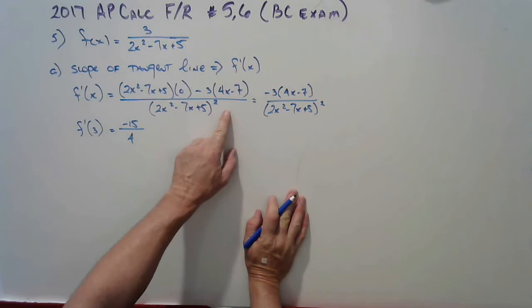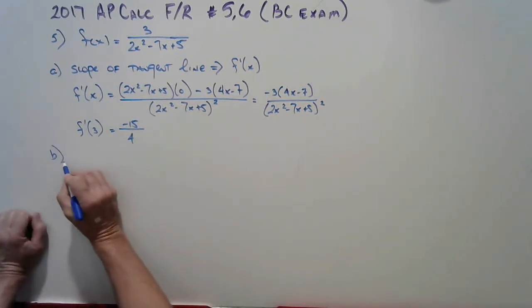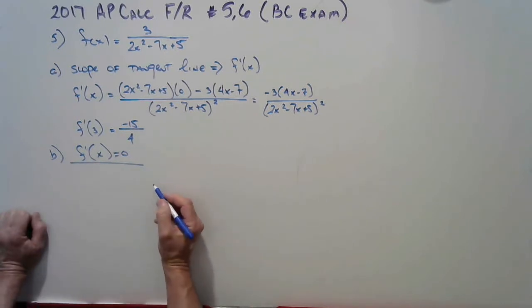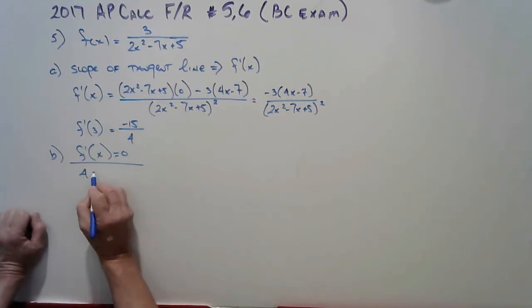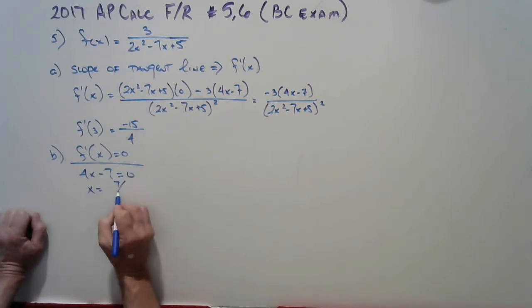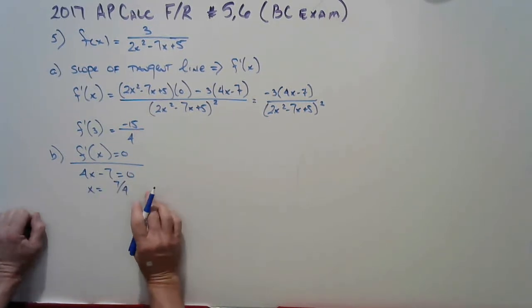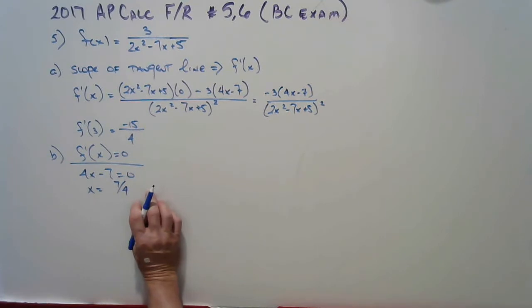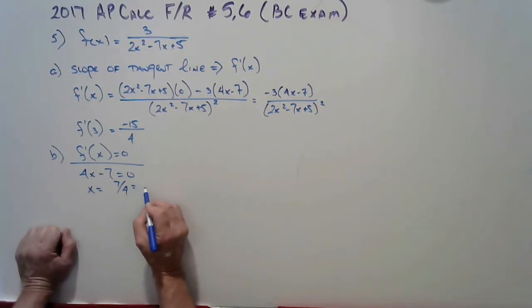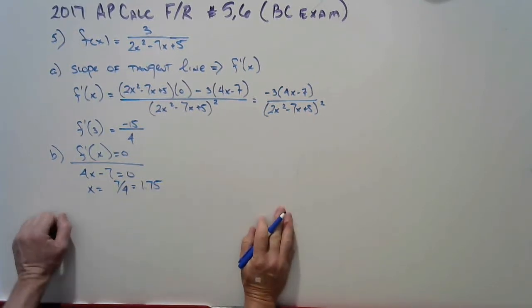Now we've got to find the critical numbers here. So what do we need? We need to figure out when, this is part B, when the derivative equals 0. So we take the numerator, 4x minus 7, set that equal to 0, and we get x equals 7 over 4. Now, they told us to look between 1 and 2.5. Well, 7 over 4 is 1.75. So that's one of our critical numbers.